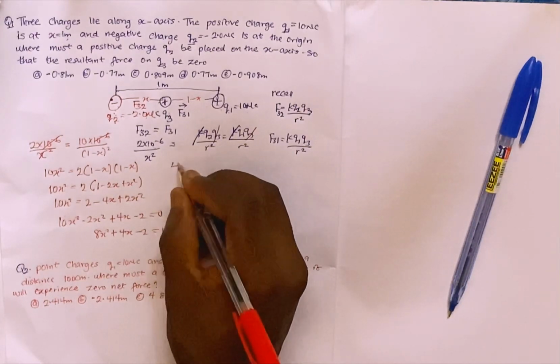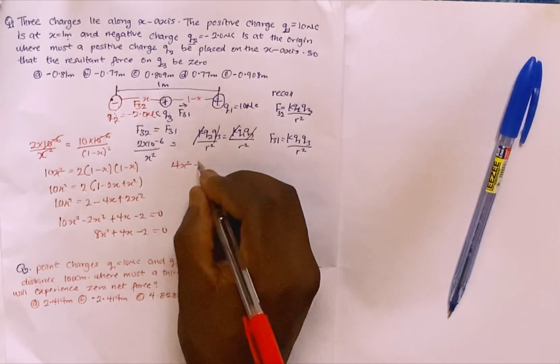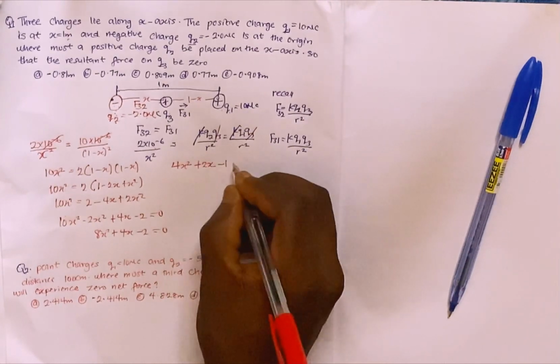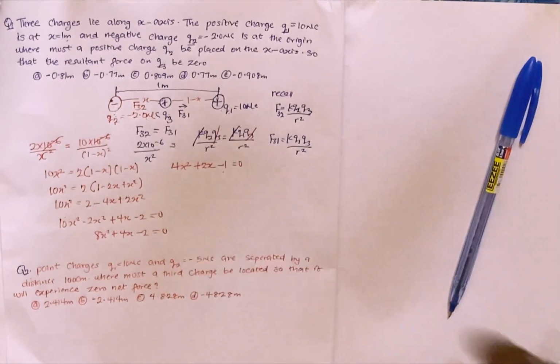have 4x squared, right? Plus 2x, then minus 1 equals 0. So looking at this, this is just a simple quadratic equation, right? I will need to recall my quadratic formula, which is what?